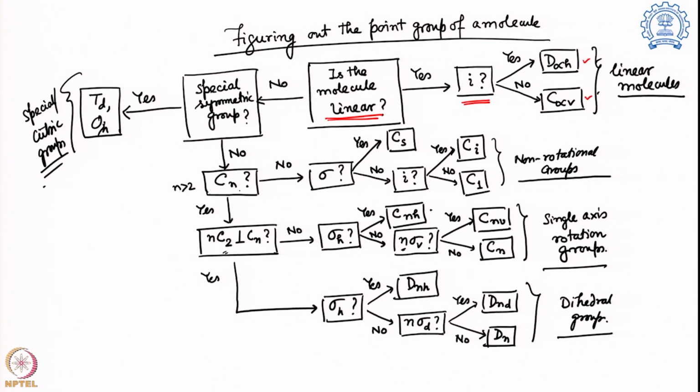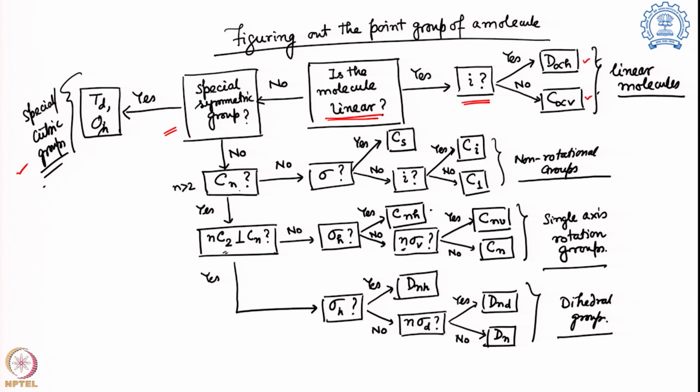If it is not linear, then the next question we ask is whether it is tetrahedral or octahedral. If it is tetrahedral or octahedral, we can easily find out by looking at the structure. So, you can easily find out whether it belongs to this cubic group or not. Obviously, these are the easier ones, and in real life most molecules are not linear or do not belong to these very highly symmetric cubic groups. So, then we look into the next one, because now we have 3 different options: either a non-rotational group, a single axis group, or a dihedral group.